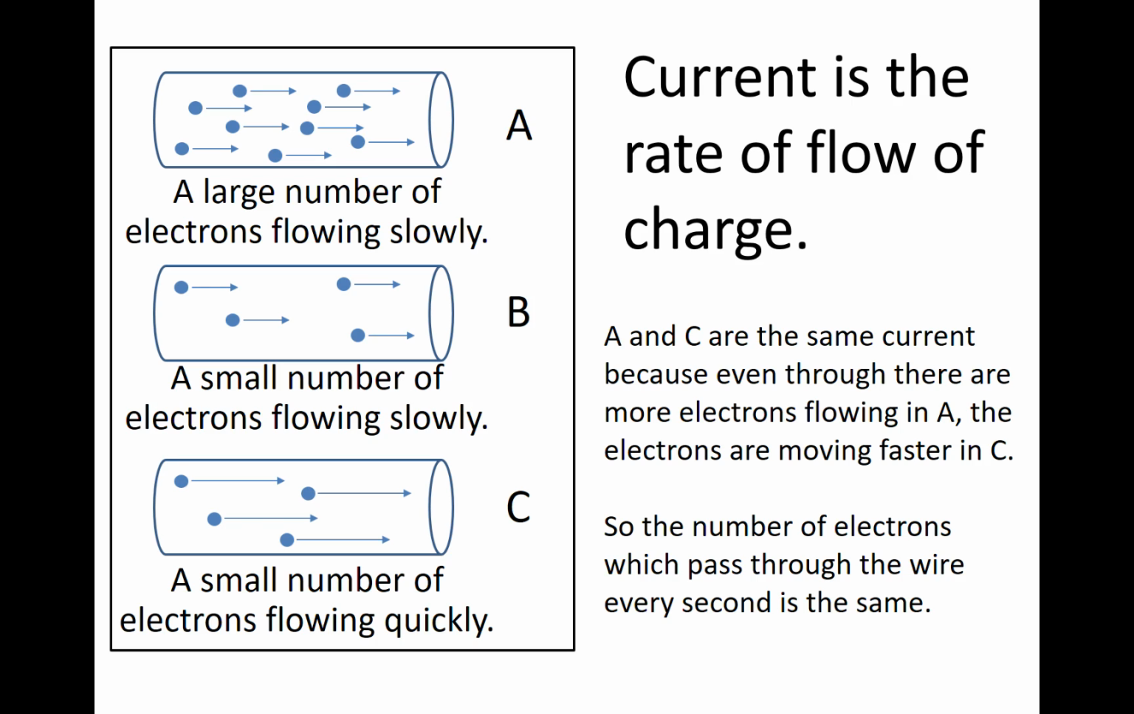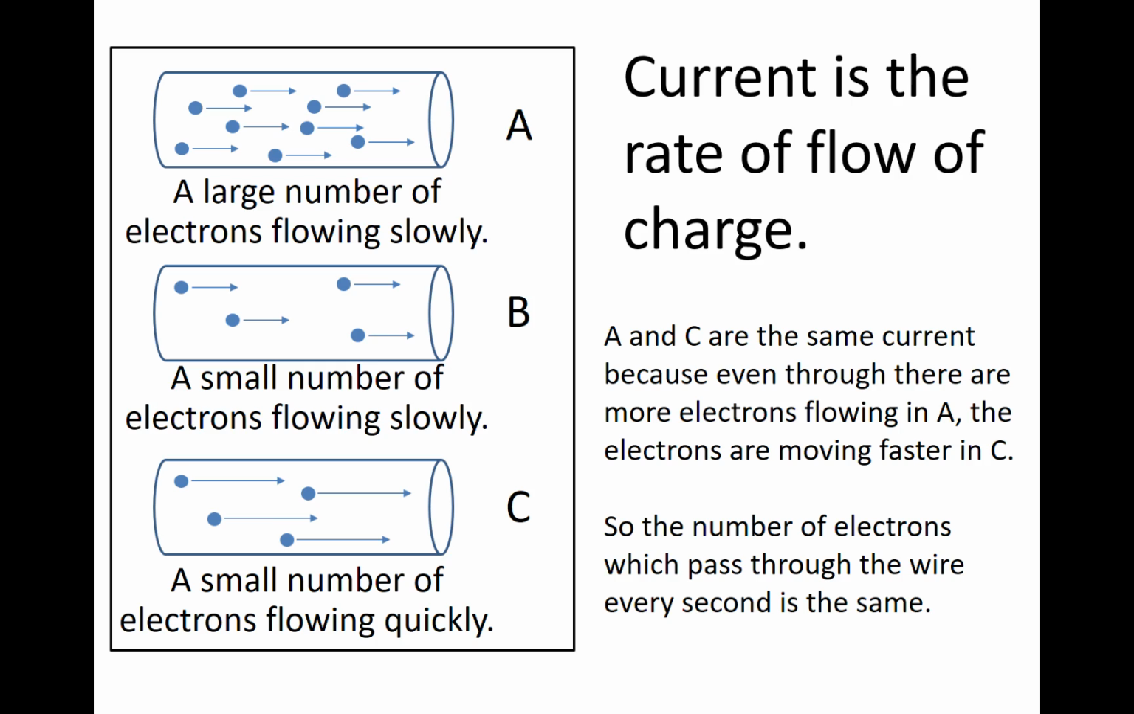In A, we have a large number of electrons flowing slowly. In B, we have a small number of electrons flowing slowly. And finally, in C, we have a small number of electrons flowing quickly. A and C are in fact the same current. This is because even though there are more electrons flowing in A, the electrons are moving faster in C.